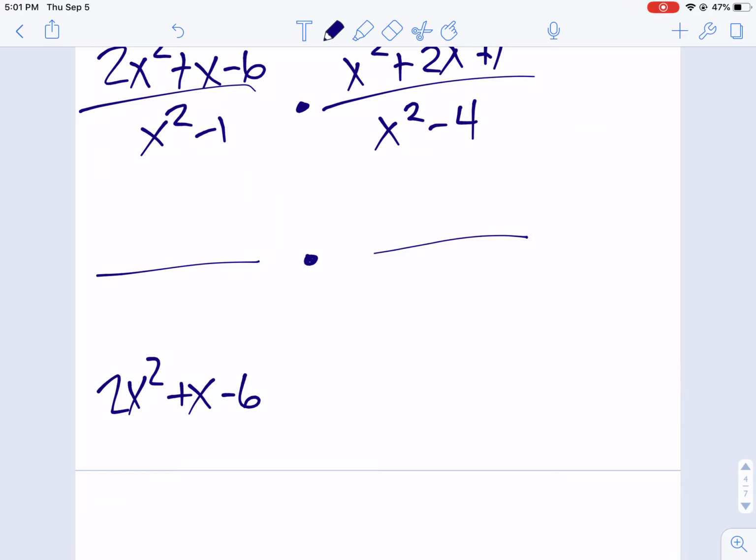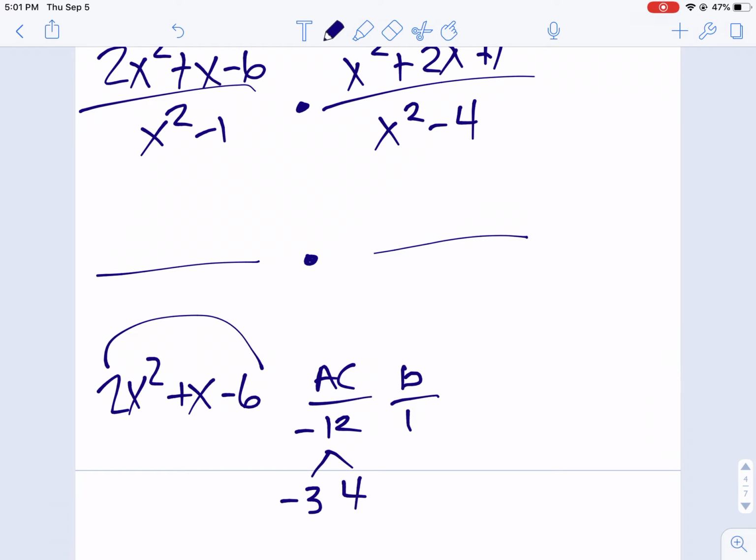And that's your AC method. So A times C is negative 12. B is 1. So two factors of that would be negative 3 and positive 4. And I think that adds to 1. So what you're going to do is you're going to take that x and you're going to replace it with that 3x. So 2x squared minus 3x plus 4x minus 6.